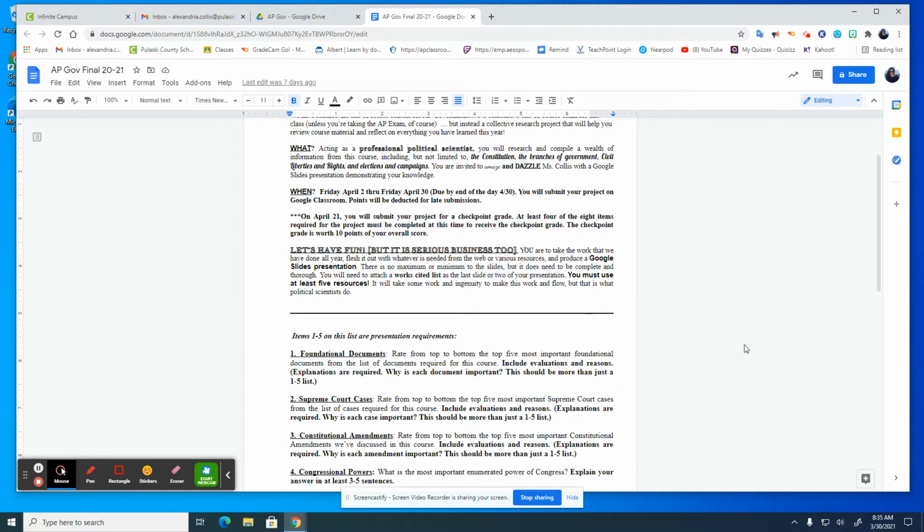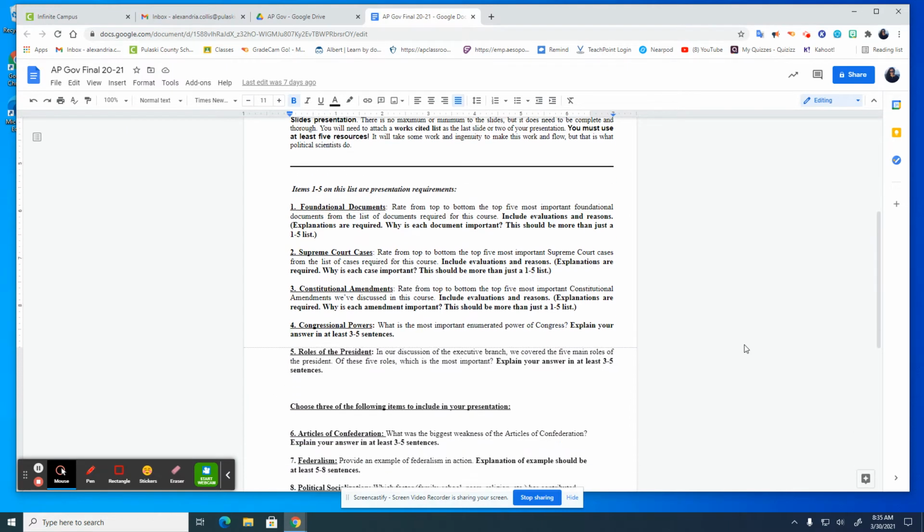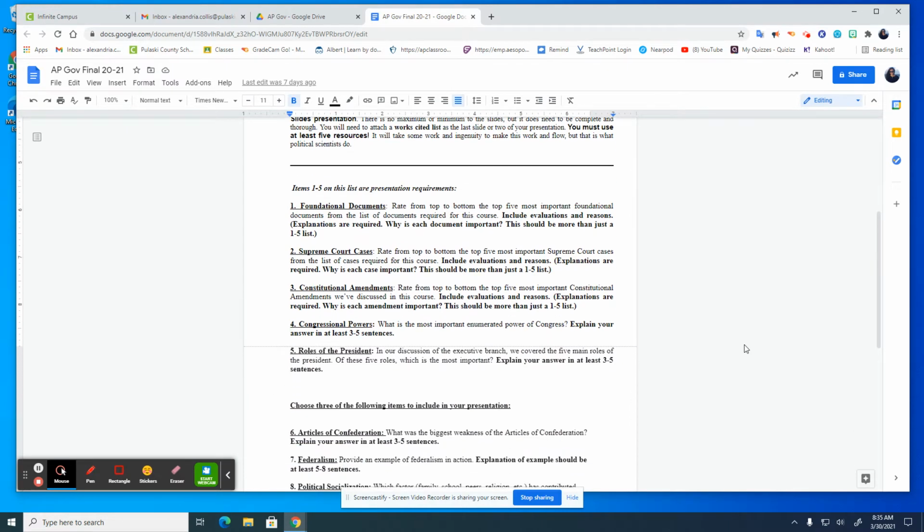All right, so the requirements for this Google Slides presentation. So the first thing that you need to include are foundational documents. So you are going to rate from top to bottom. So first being most important, 5th being least important. The top 5 most important foundational documents from the list of documents required for this course, and the list is attached. Include evaluations and reasons.